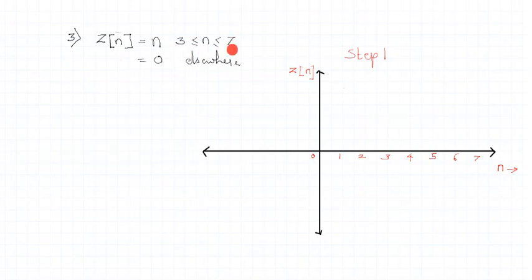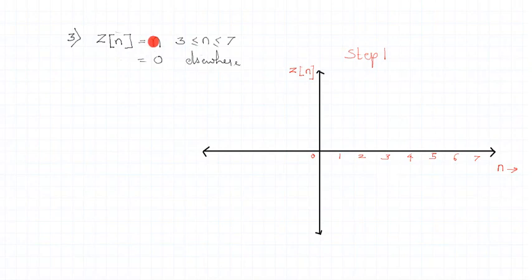And hence, the very first step we will do is first of all write the base over which the signal is going to exist. So the signal exists from 3 to 7. So let's start to plot it. Zn has an equation n, so whatever is the value of n is the magnitude of the sample. Let me start at 3. When n takes a value 3, Zn has a magnitude 3.